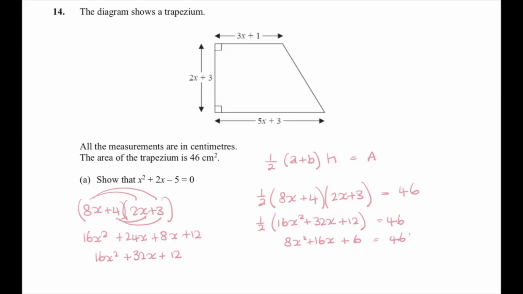I'm going to bring this across so that it equals 0. We want quadratics to equal 0, and we can see here in the question that they want it to equal 0. So let's get that step done. And then we've got 8x squared plus 16x minus 40 equaling 0. We just need to cancel by 8 to bring everything to the answer. x squared plus 2x minus 5 equals 0.